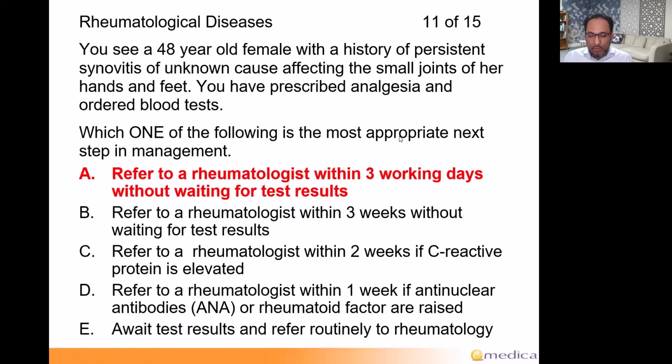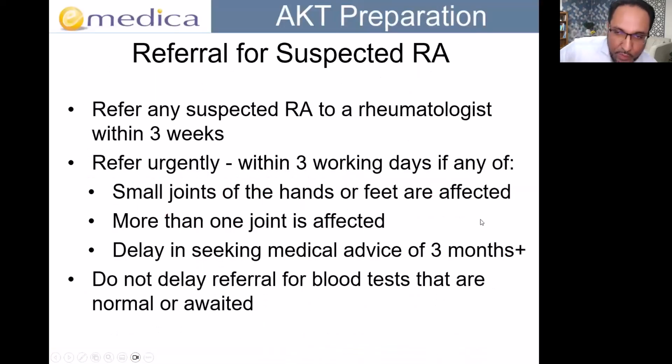And this one surprises a lot of people. So anyone with suspected rheumatoid, the general baseline is they should be seen within 3 weeks. But there are some categories which are higher risk. They should be seen within 3 days. Okay, so anyone with suspected rheumatoid, you can start the workup, but don't wait for the results. They should be seen within 3 weeks. Who to refer even more urgently, i.e. within 3 working days? Anyone where the small joints of the hands or feet are affected. This patient, it was both. Or if more than one joint is affected.